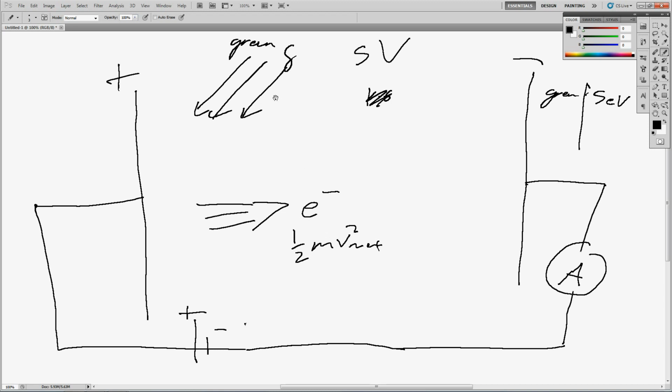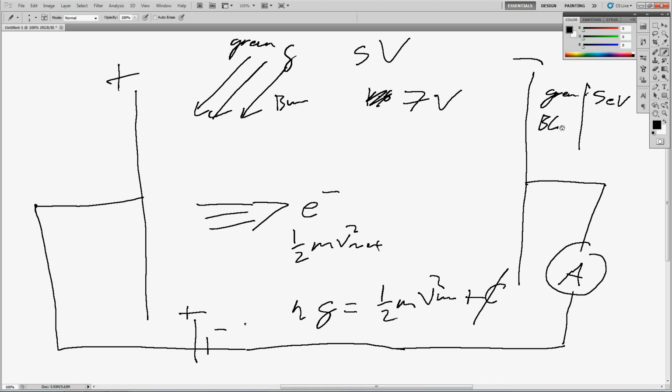And then we might change up to blue. And remember Einstein's equation, that's hf equals a half mv squared max plus phi. Phi is the same, so if we increase the frequency, we're going to have more kinetic energy left over. So with the blue, it might now be 7 volts is required to stop this. And so our next data point is blue requires 7 electron volts.